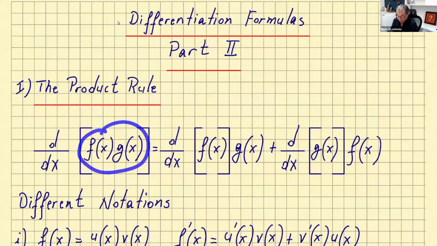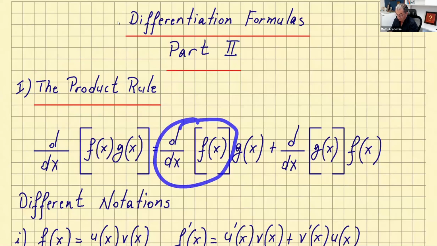When you multiply two functions, f of x times g of x, the derivative of that, you take the derivative of the first function, f of x, times the second function, which is g of x, and you take the derivative of the second function, which is g of x, times the first function, which is f of x.